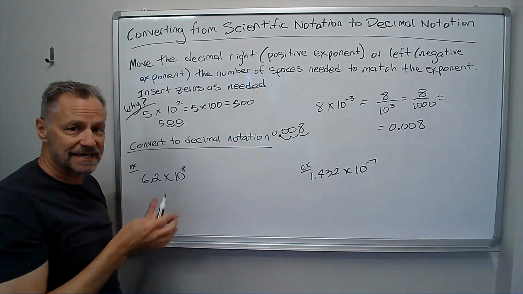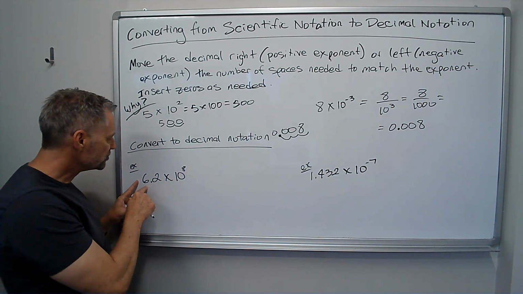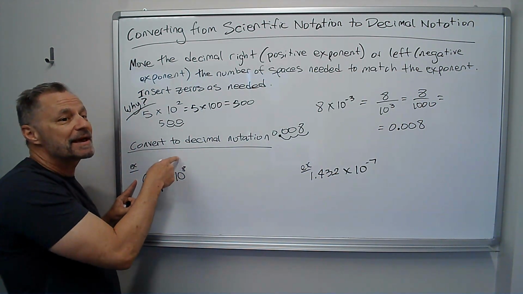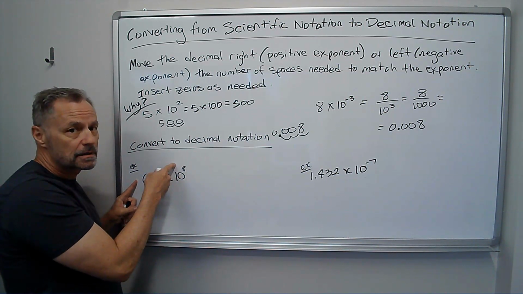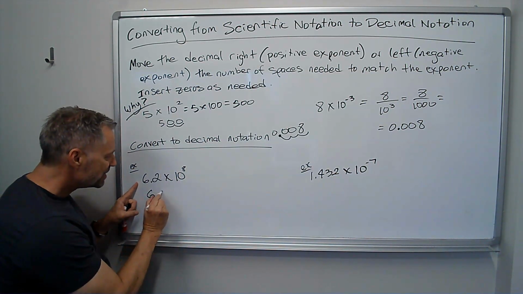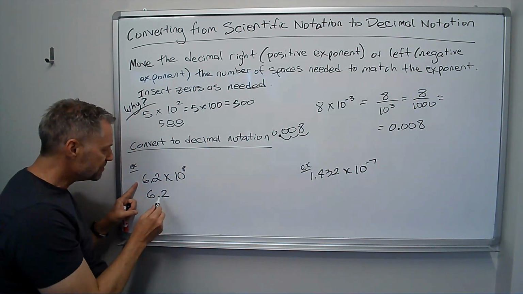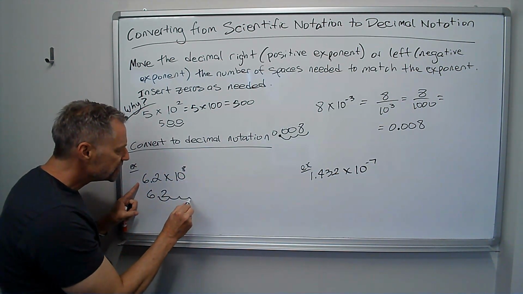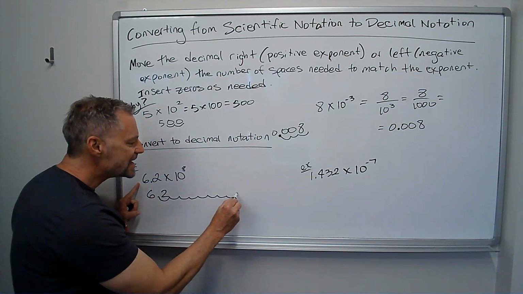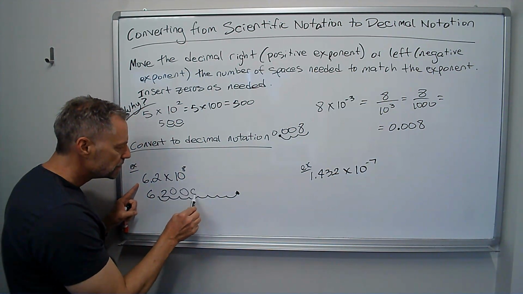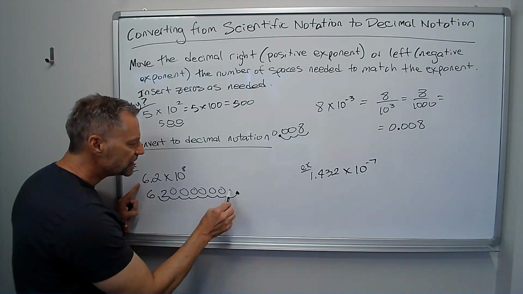So let's put this into action. If I were to convert 6.2 times 10 to the 8, I know it's a positive exponent. That means it's going to be a big number. Well, I have my 6.2. I move it 8 places to the right because that's going to make it a big number. 1, 2, 3, 4, 5, 6, 7, 8. It's going to end up right there. And then I just put zeros in, however many I need to fill it up.